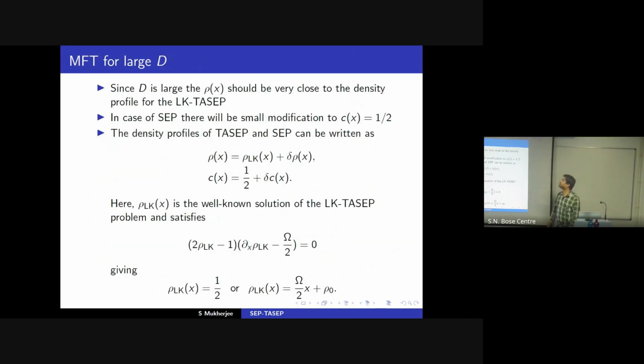First, we discuss the mean field theory for the large D limit. If we consider D to be large, then we expect the Tassel density will be very close to the density for the LK Tassel model.